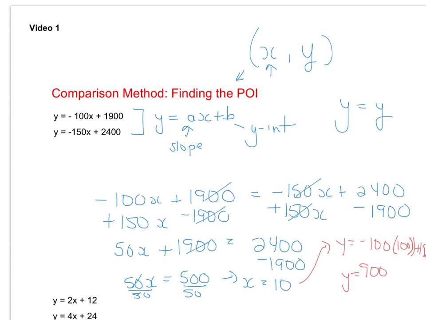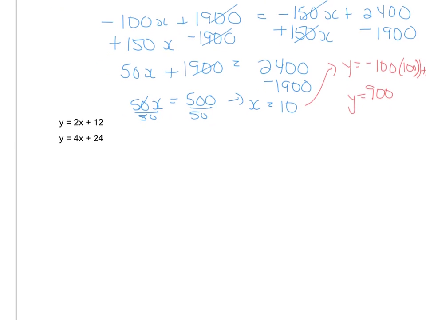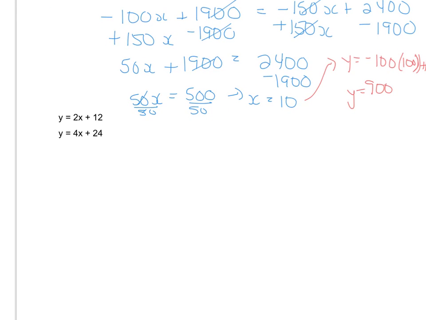So let's double check this. You can do the second equation. Negative 150 times 10 plus 2400 should give you an answer of 900, and it does. So this works. So my point of intersection is 10 and 900. That's my answer. So we'll do one more example, a little bit smaller numbers.